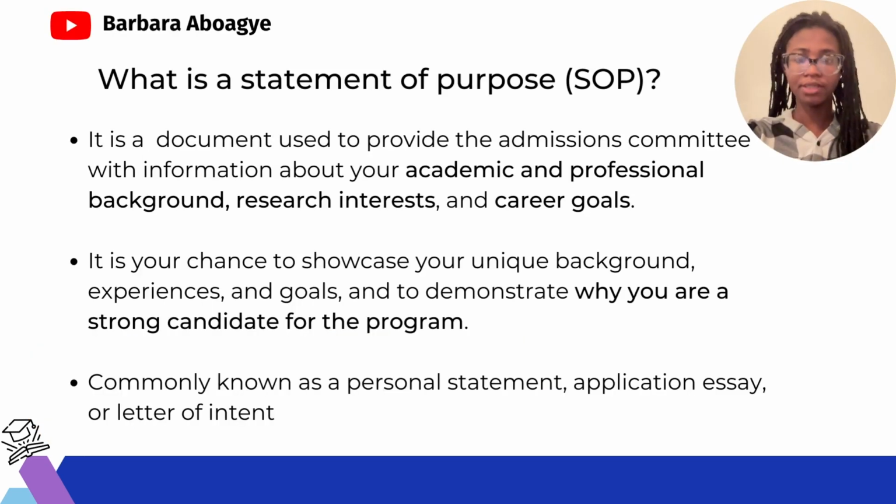So what is a statement of purpose? This is a document used by the admissions committee, and the document provides them with the information about your academic and professional background, your research interests, as well as your career goals. This document also helps them to identify if you're a strong candidate or a good fit for their program. So at the end of the day, the final document you submit should have all this information there: your academic and professional background, your research interests, your career goals, and why you think you're a good fit for the program. So if you don't have these in your document, this is a good time to go back to the drawing board to work on that. But we are going to focus on just the introduction for this video. This document is also known as a personal statement, your application essay, or a letter of intent. So whenever you see any of these words, it refers to the same.